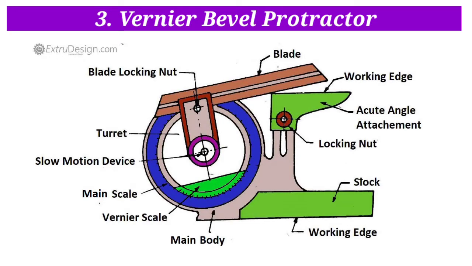The vernier bevel protractor is the simplest angle measuring instrument. It consists of a main body, base plate stock, adjustable blade, circular plate containing vernier scale, and acute angle attachment. The figure shows a bevel protractor with acute angle attachment.